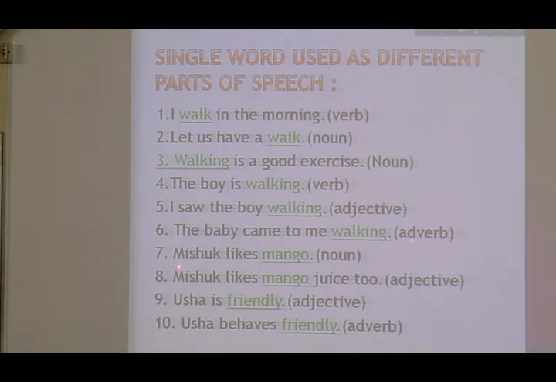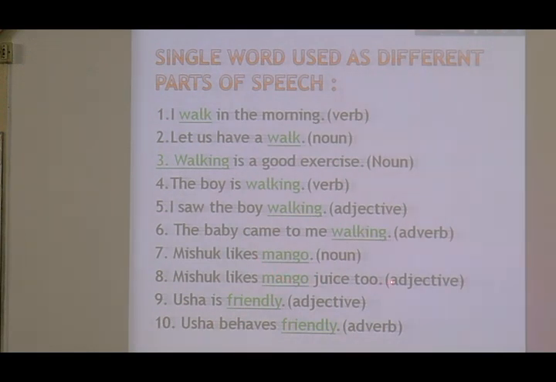In sentence number 7: Meshuk likes mango. Here mango is used as an object. So mango is a noun. Sentence number 8: Meshuk likes mango juice too. Here in mango juice, the object is juice, and mango is telling us what type of juice it is.